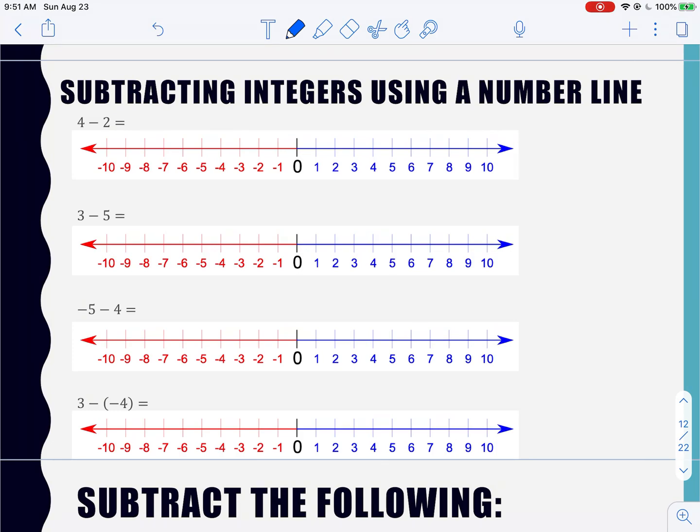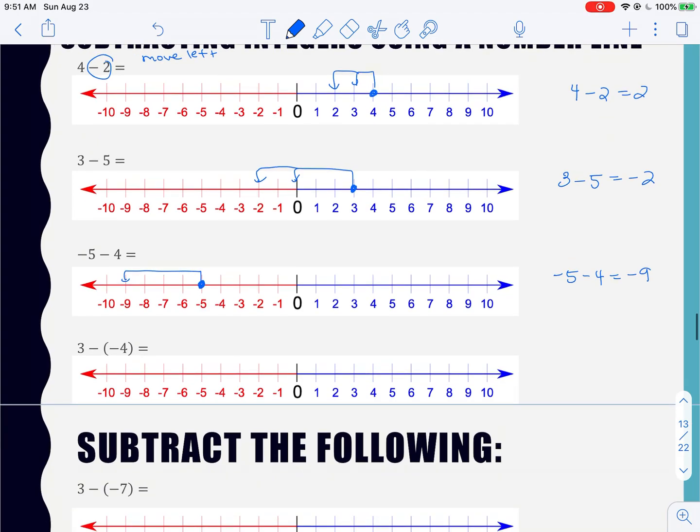Subtracting integers on a number line. So again, when you're subtracting, you can move to the left. So 4 minus 2, we could start at 4. And then if we subtract 2, we're going to move 2 over. So 4 minus 2 is 2. 3 minus 5, we would start at 3 and we would subtract 5. So we move 3 and then 2 more. So 3 minus 5 is going to be negative 2. Negative 5 minus 4, so we're going to start at negative 5 and then move 4 over to the left. And so negative 5 minus 4 is going to be negative 9.